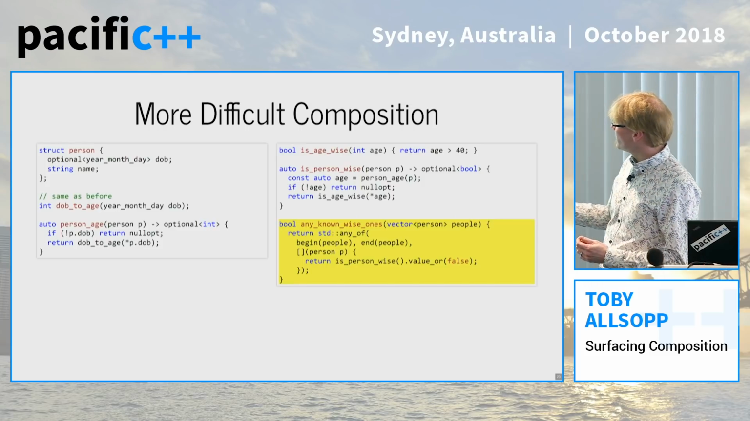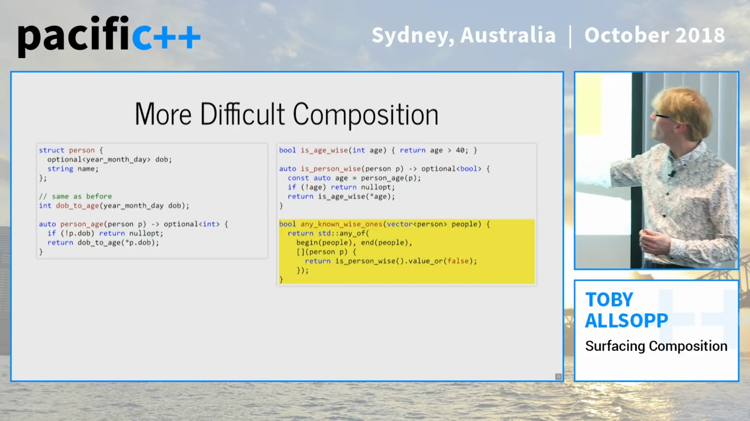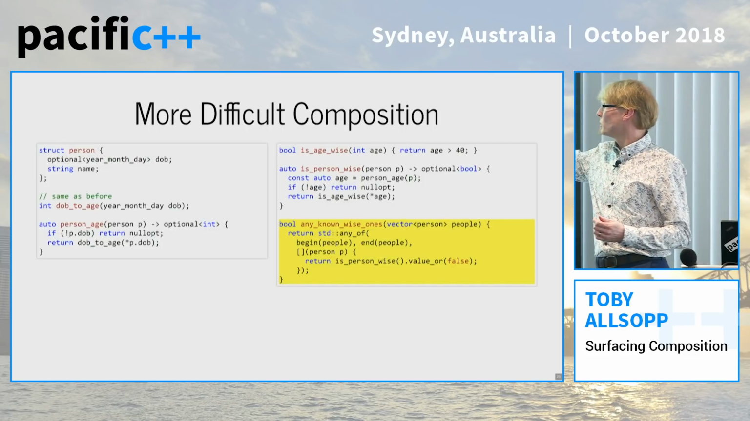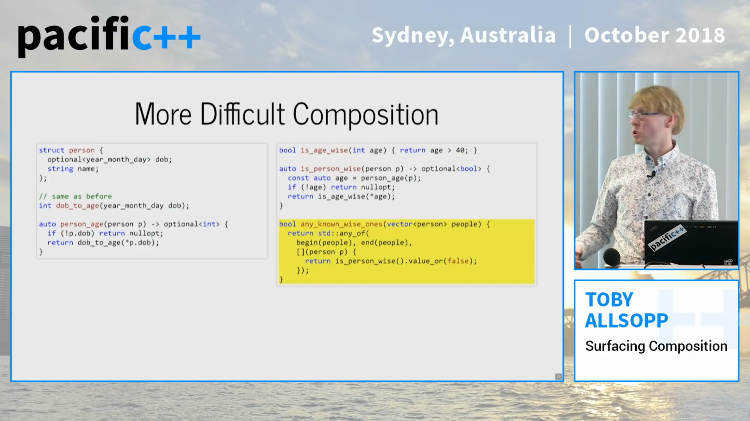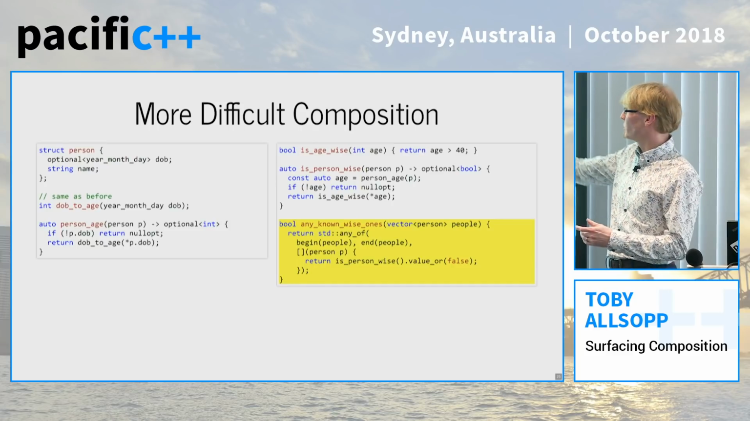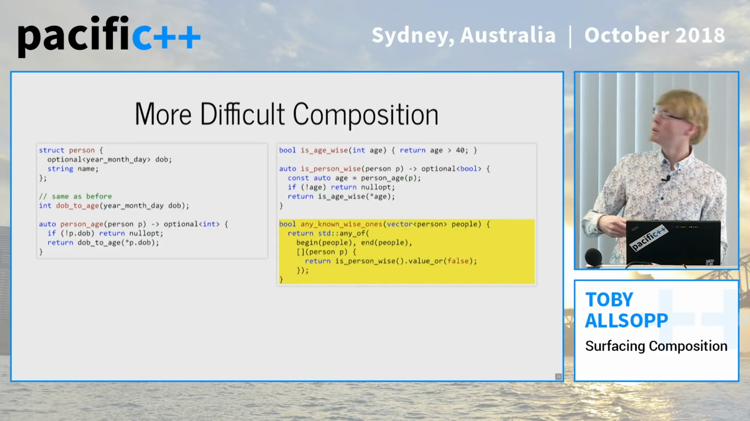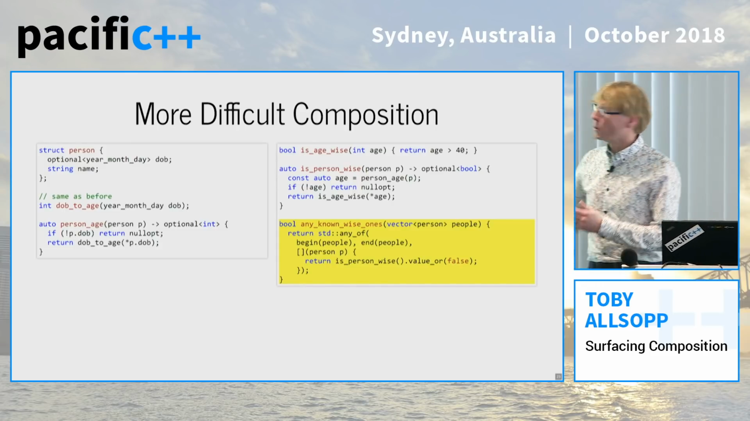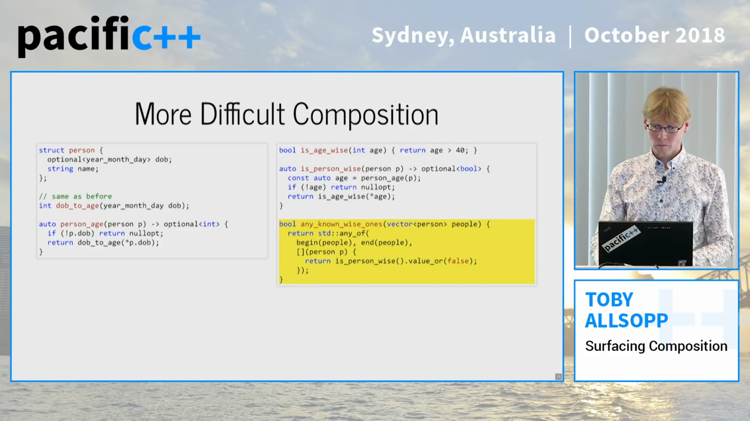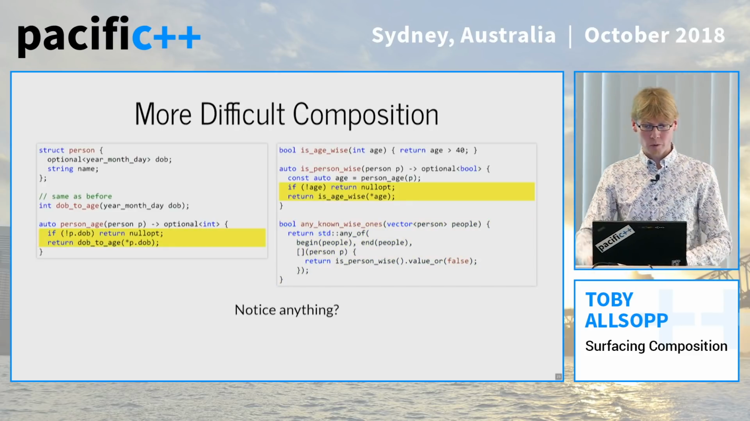So in this lambda here, we're calling is person wise, which returns us an optional bool, and then we're using this value or member, which just says if the optional contains nothing, if it doesn't contain a Boolean, then we're going to use this value, which is false. So we're saying if we don't know if the person's wise, we'll assume they're not, because the point of the function is to return whether we know anybody's wise. You could do something different, but for this example, that's what we're doing.